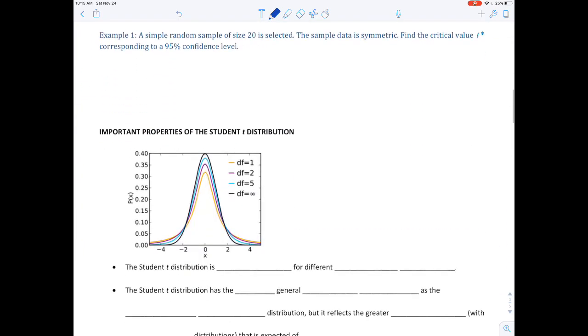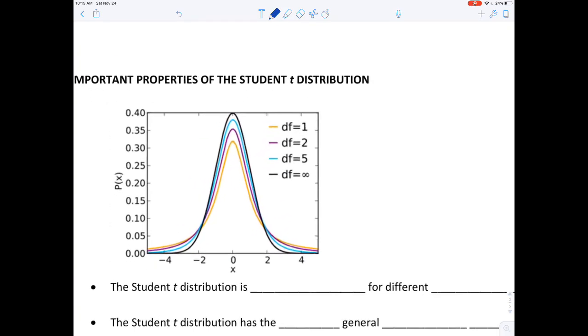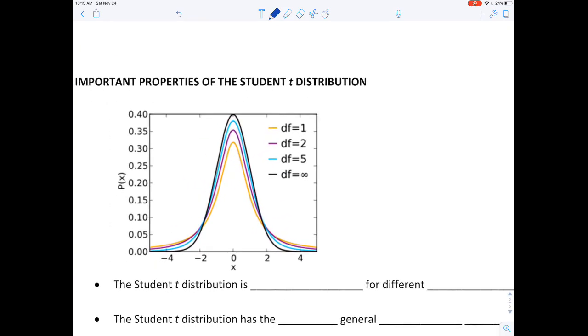All right, so next up, let's do an example. Again, with the t-distribution, it's really kind of cool and weird. You can see a picture of it below right here. This picture basically has what the distribution looks like for 1, 2, 5, and infinitely many degrees of freedom.